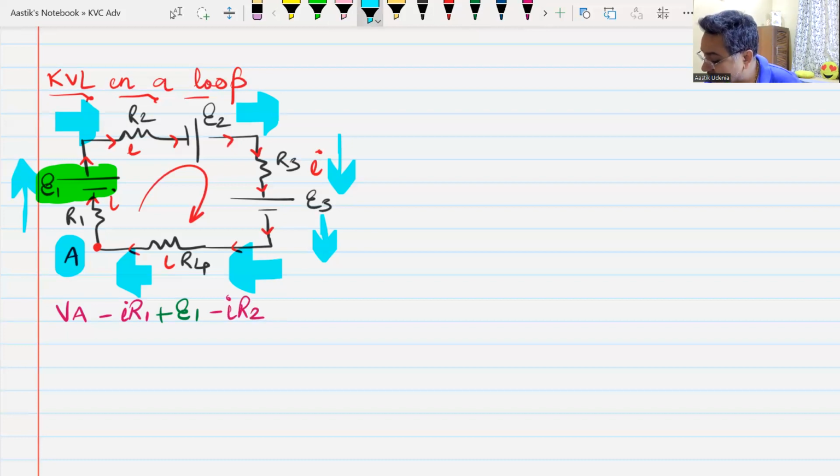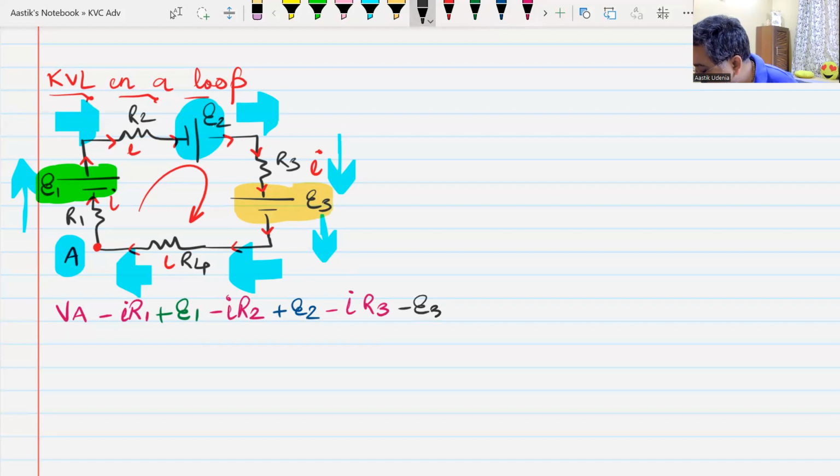Then I will move across the battery E2. Rise or drop? Rise, sir. How much? E2. Plus E2. Then I will move across the resistor R3. Rise or drop? Drop, sir. How much? I R3. Minus I into R3. Then I will move across this battery E3. Rise or drop? Drop E3, sir. Drop means minus E3. Then I will move across the resistor R4. Rise or drop? Drop, sir.